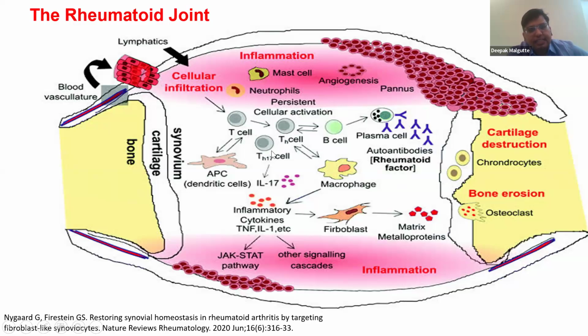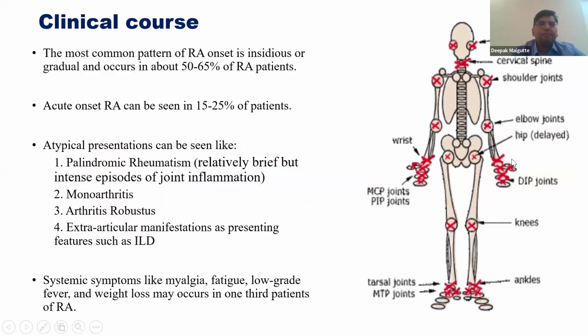These Th cells and Th17 cells produce various cytokines like IL-17, which leads to further production of TNF, interleukin 1, and interleukin 6, which are all implicated in the pathogenesis, and they act through various signaling pathways like the JAK-STAT pathway or other signaling cascades, which result in further inflammation. This results in pannus formation, which results in articular cartilage and bone destruction, causing the damage and deformities we see in rheumatoid arthritis patients.